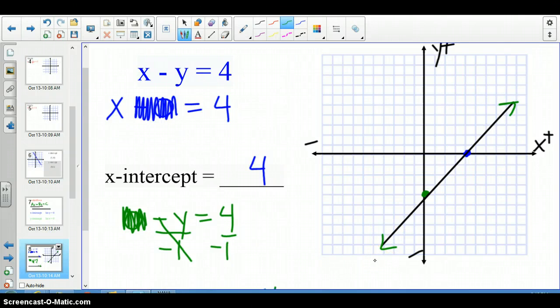So really, when you plug 0 in for x up here, this is gone, so you could cover this up. Okay? And so x equals 4. When you plug 0 in for y, it's gone. When you plug 0 in for x, the x is gone.